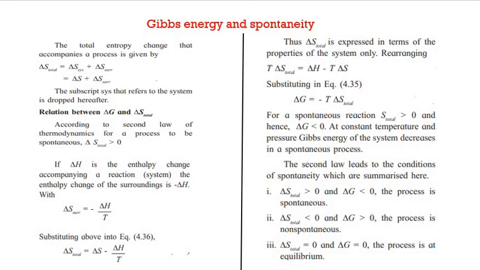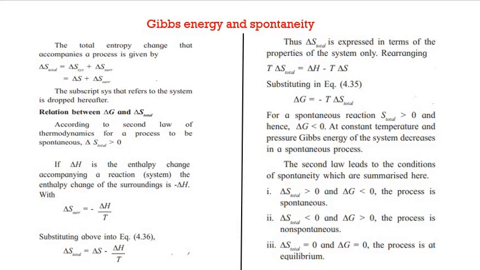So for a spontaneous reaction, delta S total is greater than 0 and delta G should be less than 0 at constant temperature and pressure. The Gibbs energy of the system decreases in spontaneous processes. The second law leads to the condition of spontaneity, which is summarized like this: if delta S total is greater than 0 and delta G is less than 0, the process is spontaneous.